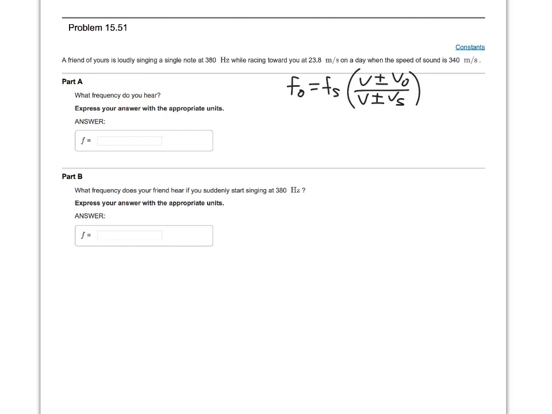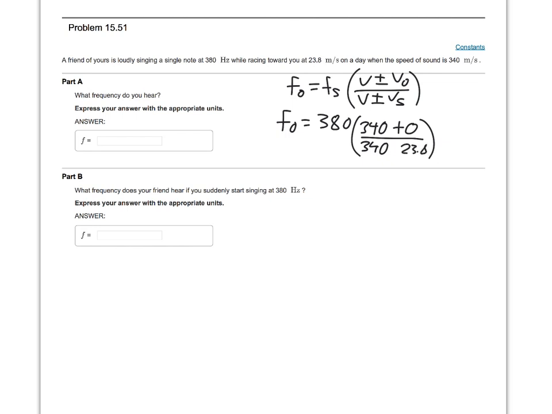So we're looking for the frequency observed here. We know the frequency of the source is 380 hertz, and then we can fill in our velocities. The speed of sound that we're given is 340. And we know that in this case, it's the source that's moving at this 23.8. The observer is at rest, so we're going to put that as 0. And the speed of the source is 23.8.